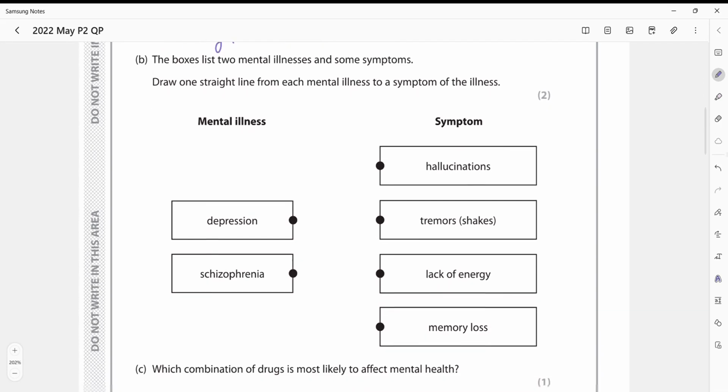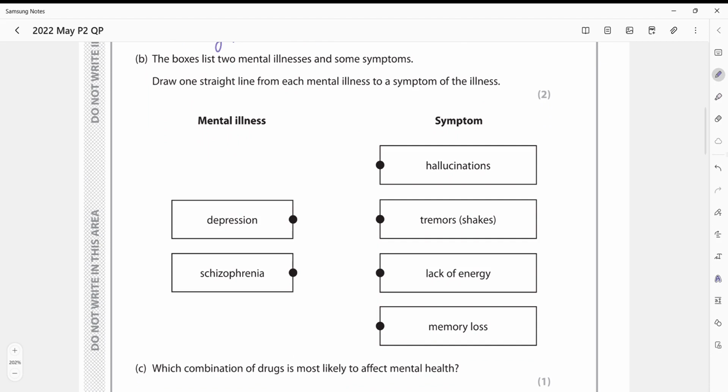Okay, the next part. The boxes list 2 mental illnesses and some symptoms. Draw one straight line from each mental illness to a symptom of the illness. Okay, so depression would be lack of energy, and schizophrenia, that would be hallucination. So tremors would be Parkinson's. That's just for your reference. And memory loss would be Alzheimer's. All right.